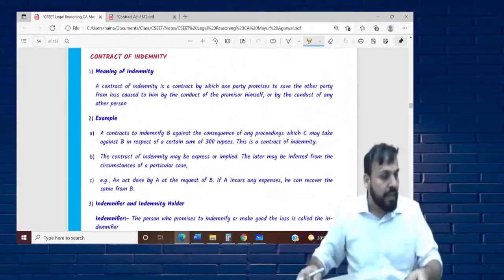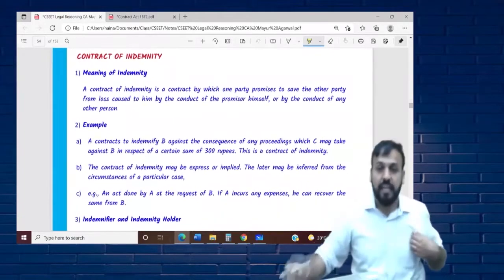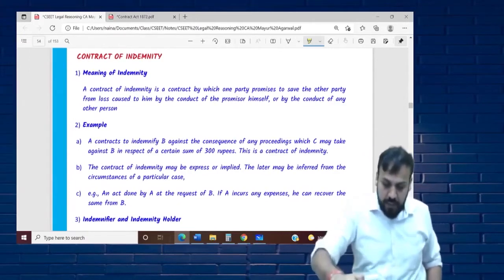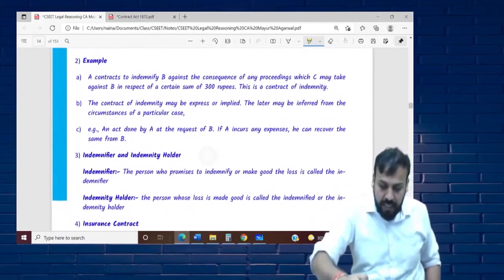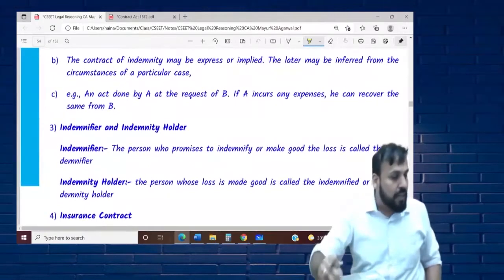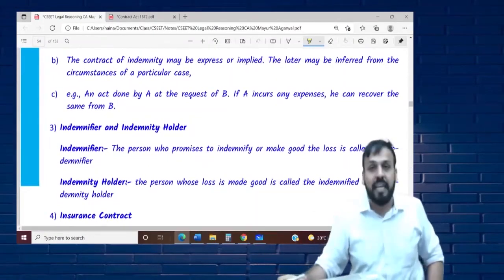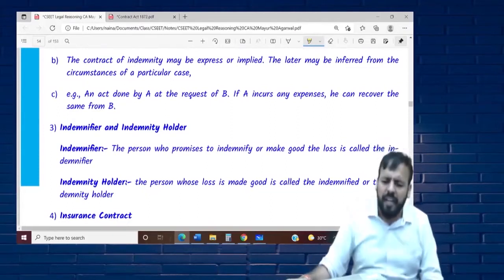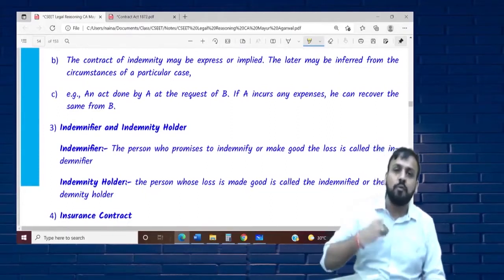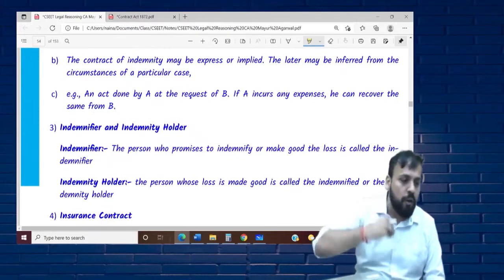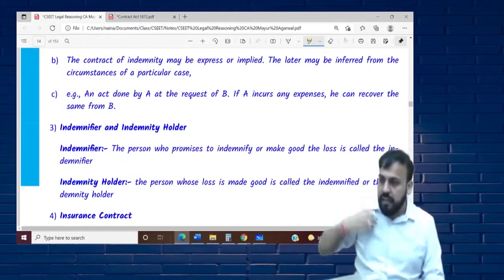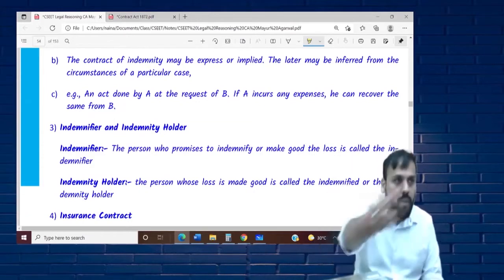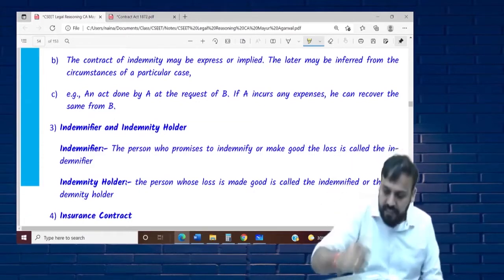What is an indemnity contract? See, in an indemnity contract, there are not three parties. There are only two parties. That is, the first party is the indemnifier and the second party is the indemnity holder. Example, an insurance contract is an indemnity contract. In an indemnity contract, a party promises to compensate the loss. If you suffer loss, take it from me. The party compensates the loss suffered, whether the loss is done by you or by someone else.